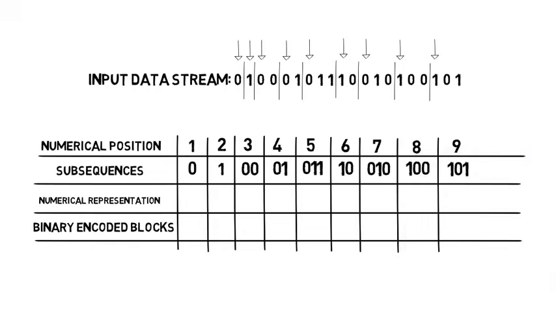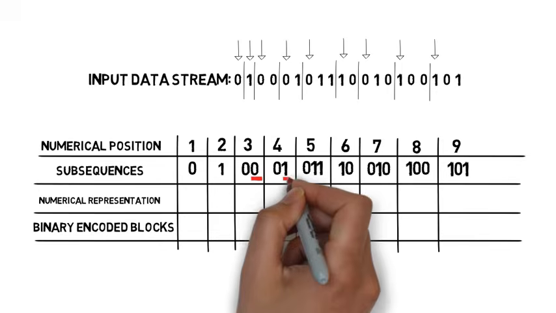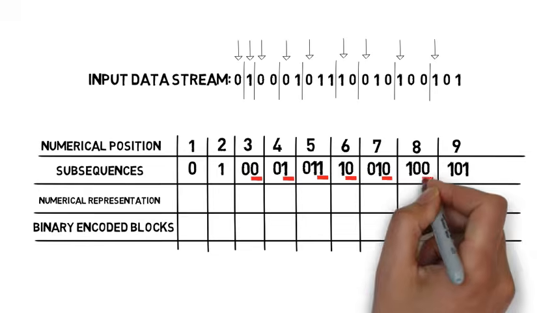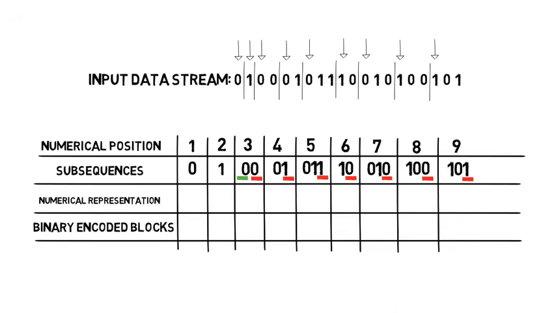Now we will have to move to the next step of giving each subsequence a numerical representation. Now in each of the subsequences, the last bit is called the innovation symbol, which I will underline in red, and the rest of the bits I will underline in green. Now you have to map every set of bits underlined in green to the numerical position of the subsequence it belongs to, which is very straightforward.